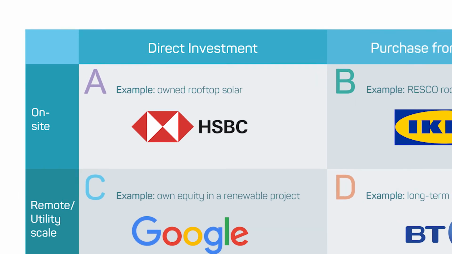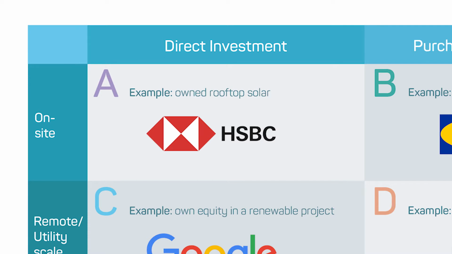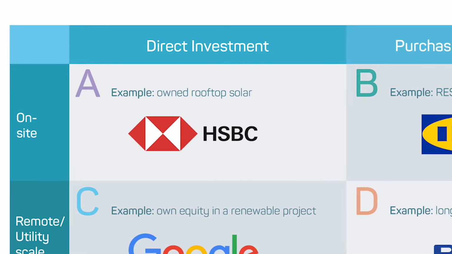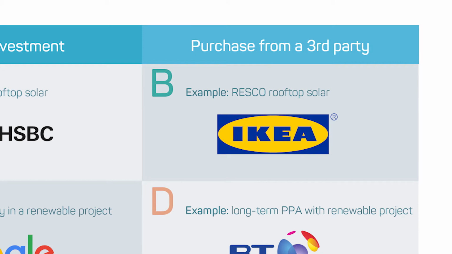In the rooftop model, where you own that asset, there are companies, HSBC is one of them, who have experimented with owning rooftop solar. More common, though, is where companies have decided they want somebody else to manage that asset. They want it on their roof, but they don't want it on their balance sheet. And this would be the strategy that IKEA has employed in its quest to go 100% renewables.